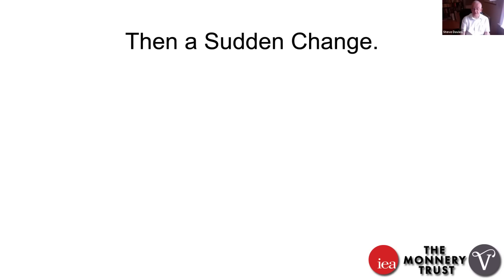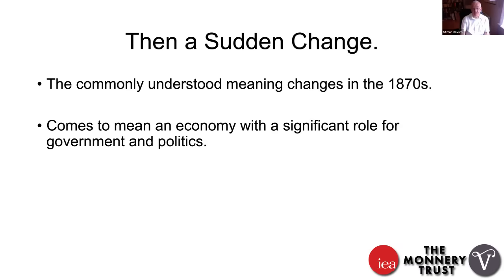But then there was a very sudden change. In the 1870s, the commonly understood meaning of the term socialism underwent a dramatic shift, and it came to mean what it means now, an economy that has a significant role for government and for the political process more generally. So after the 1870s, socialism very suddenly comes to mean what we understand the term to mean now, and this is the meaning it's had ever since.